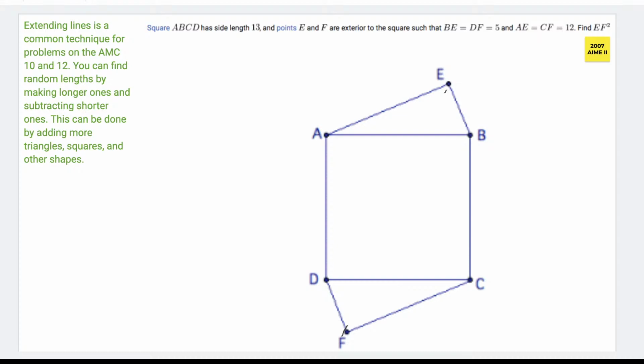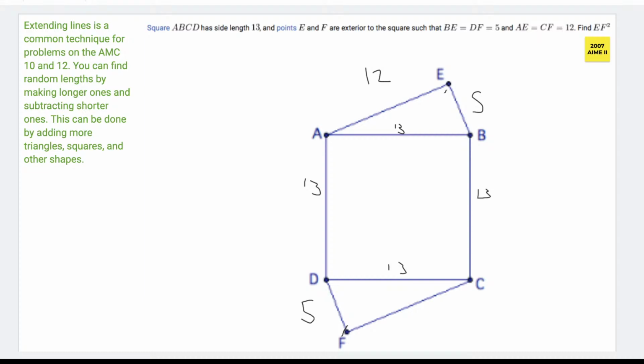For example, in this problem, it says we have a square ABCD with side lengths of 13, which means these are all 13. And it says points E and F are exterior to the square. That just means they're outside the square. And such that BE equals DF, which equals 5, and AE equals CF equals 12.